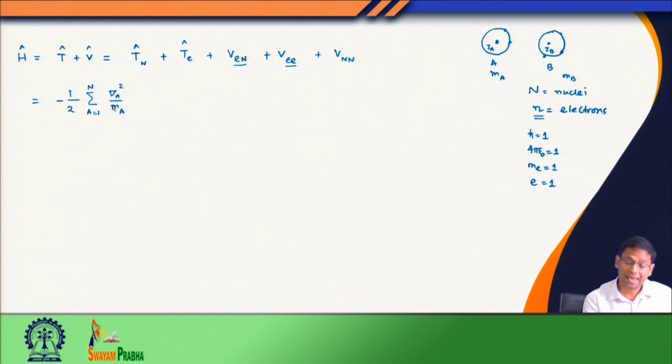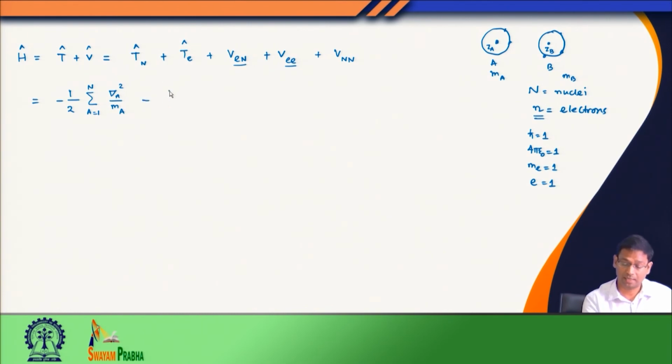Please notice here m A, the mass of the nucleus. I am bringing it within the sum, because the mass of the nucleus will keep changing when the nucleus changes. For a certain value of A, I will have a certain value of m A. Therefore, this term should be within the bracket, within the summation.